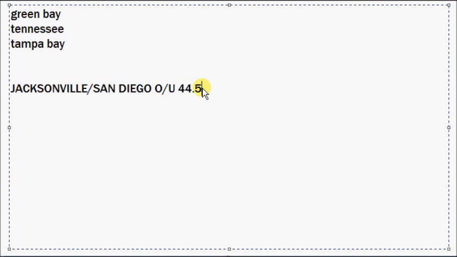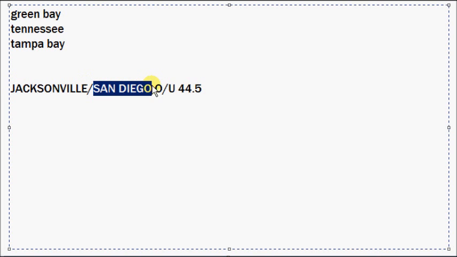This is an amazing play, my best play so far of the year, taking this game over the total. Why would that be the case? Well, number one, the Jacksonville defense, which has allowed about 40 points per game through the first 3 games, is terrible. It's a terrible team.